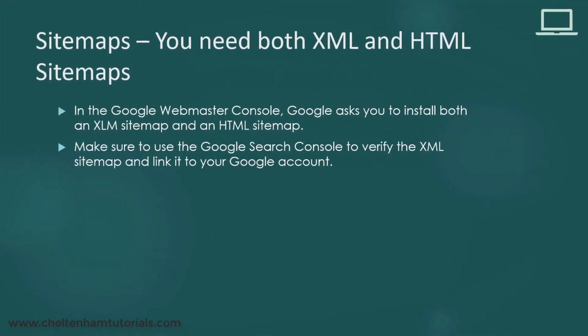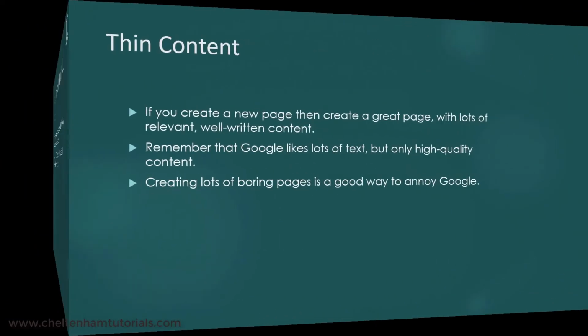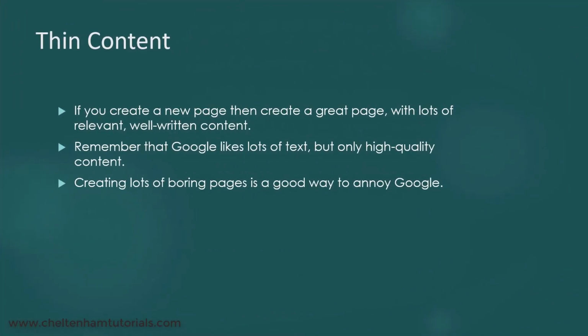Sitemaps, you need both the XML and the HTML sitemaps. Thin content, this is basically where you've got lots of new pages, very thin content of little or no value. Again, if you can't produce decent content, don't produce it.